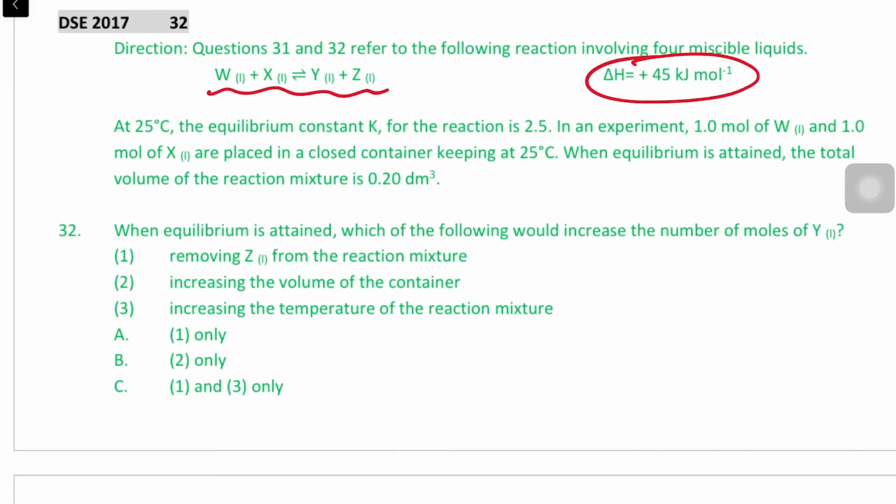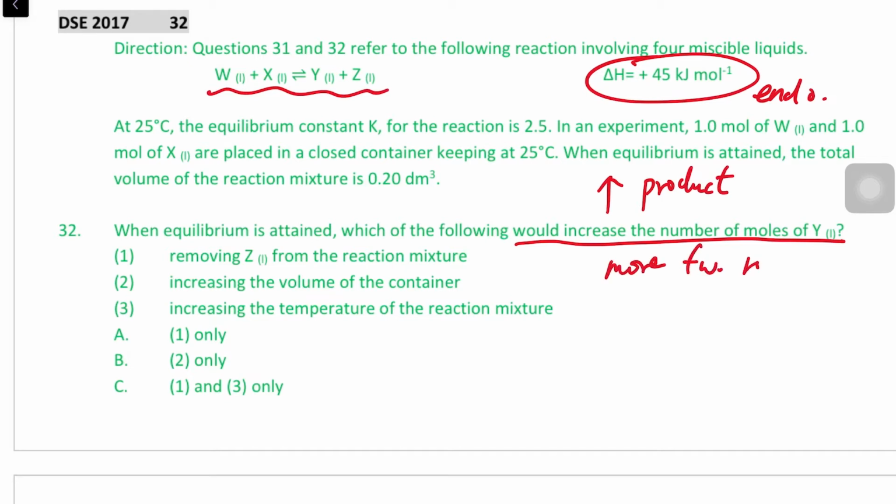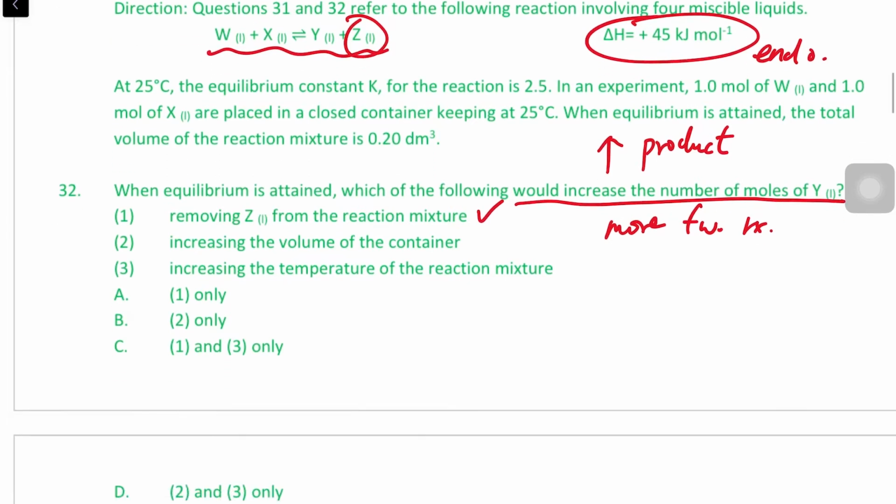So, you are given this and, okay, the heat change is endothermic. Okay, endothermic. So, how can we increase the number of moles of Y? That means increase the amount of product, or you may say more forward reaction. Okay, you can interpret like this. So how can we get more product? How about remove Z? Good, because removing Z will lower the reaction quotient. In order to compensate, the system needs to produce more product. It fits our idea. Okay.